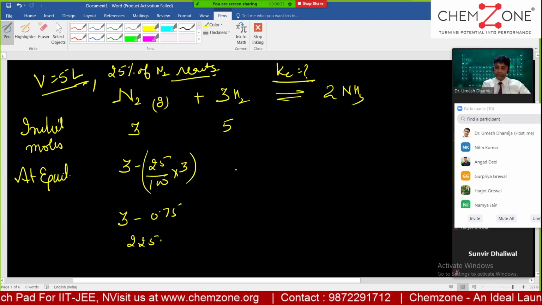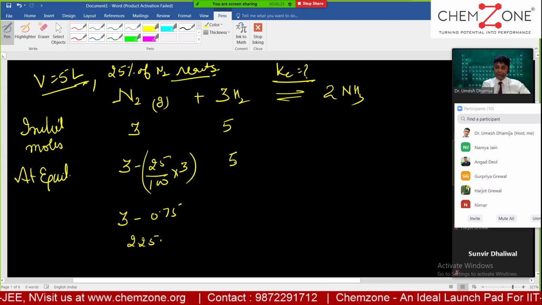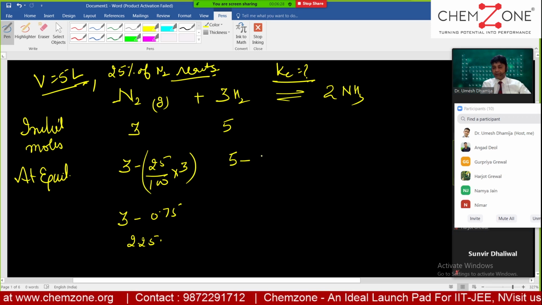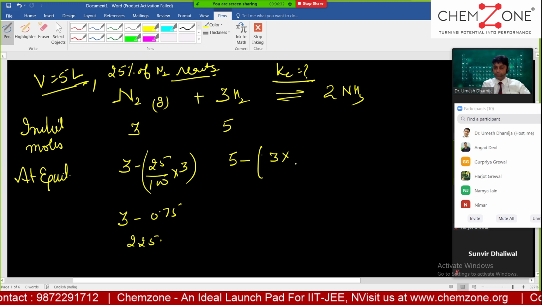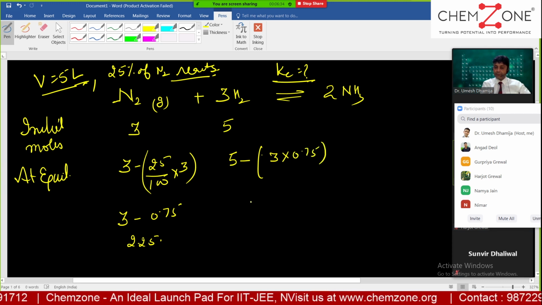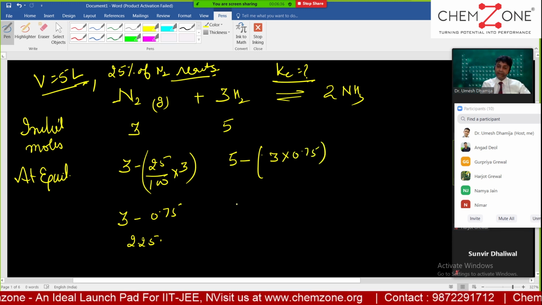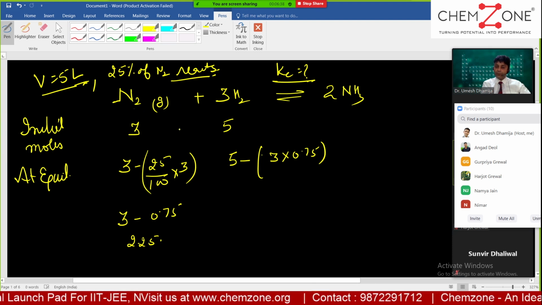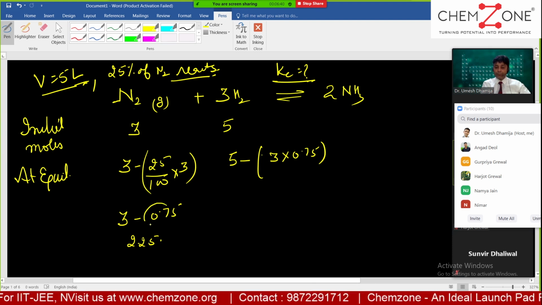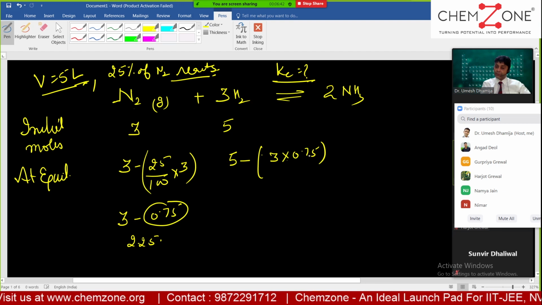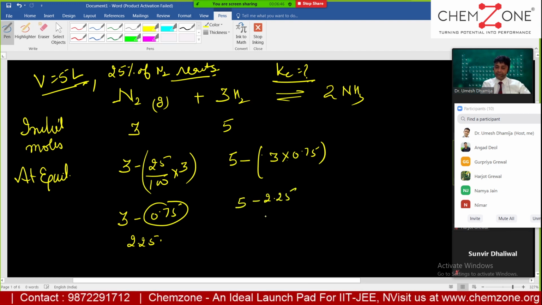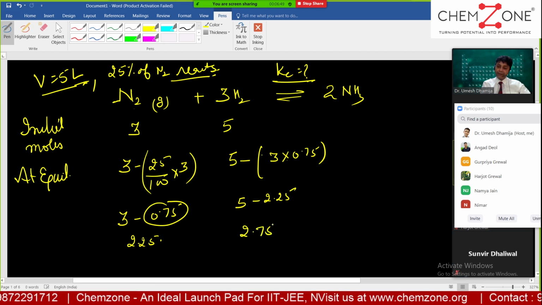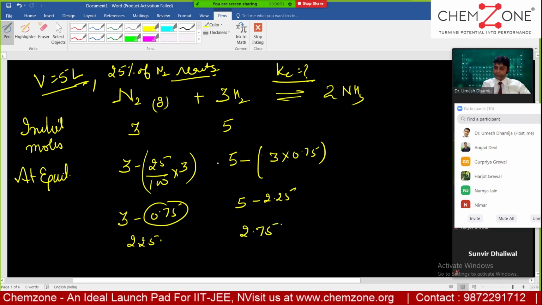Right. So 5 minus, it should be now how much? 3 into 0.75. You got it? How am I doing it like this? Because 1 mole reacts with 3 moles, so this much number of moles will react with 3 into this much. So 5 minus 2.25, or I can say 2.75 will be the remaining amount of the hydrogen now.